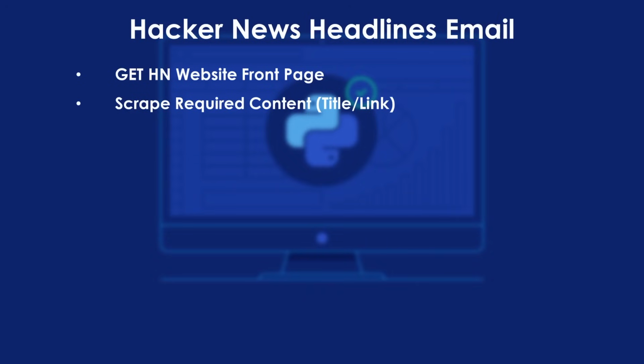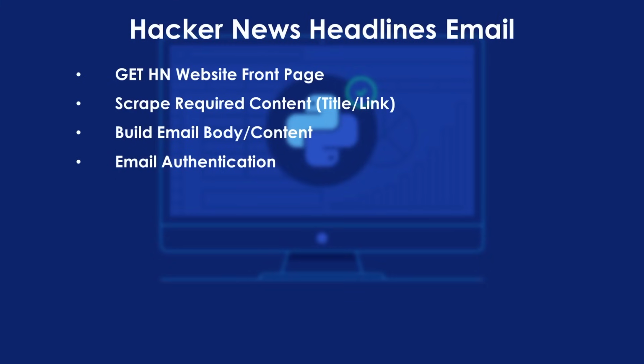The next step is to build the email body, or the content of the email. From the scraped content, we'll arrange it in such a way that in the email body there is a title, there is a link, there is a number, so that the email body looks exactly like a news presentation. And once we have the email body ready, we'll move on to the email authentication section, where we will use our Gmail ID to authenticate.